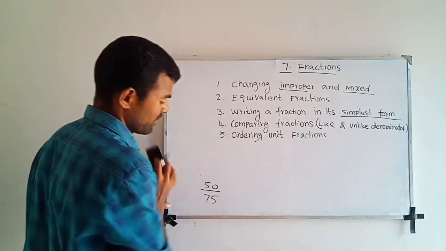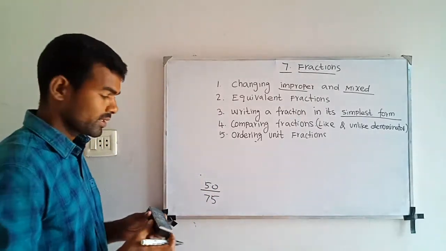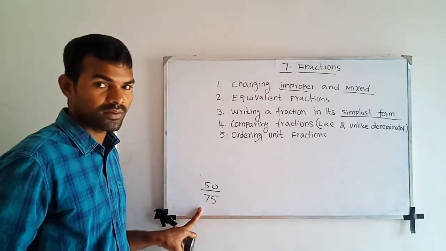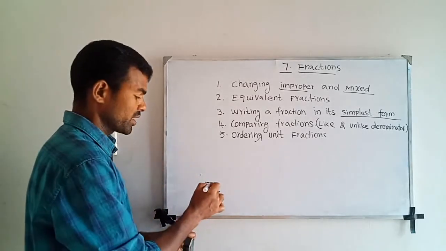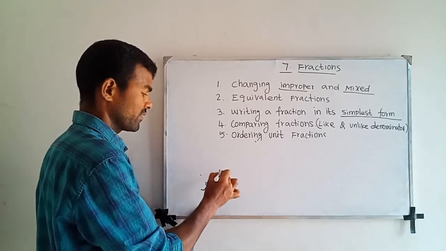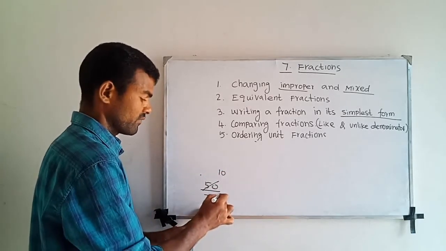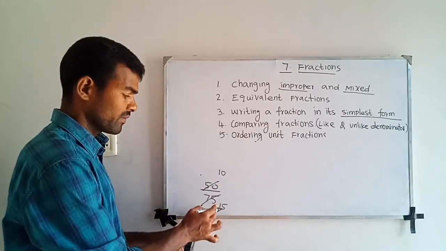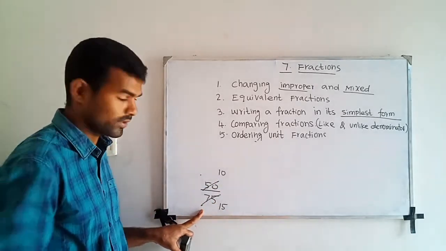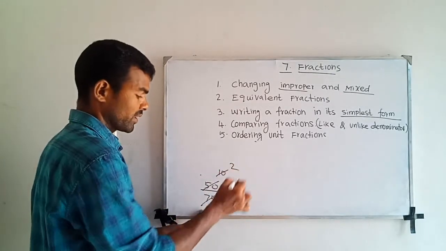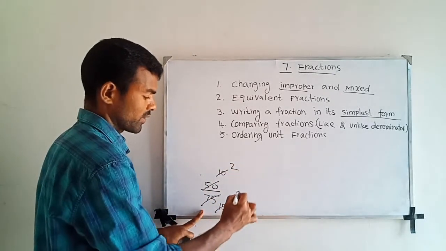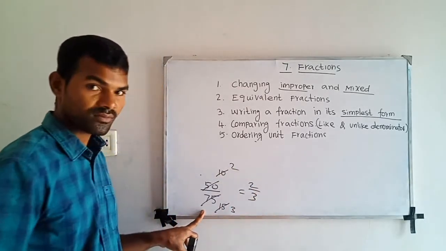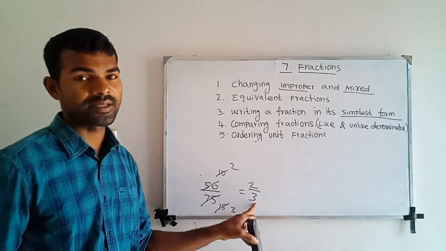Next, see the number 50 by 75. Change into simplest form. We know 5 is common. 10 times 5 is 50, and here 15 times 5 is 75. Again, 10 and 15 have 5 common. Divide by 5: 2 times 5 and 3 times 5. So the answer is 2 by 3. This is the simplest form.